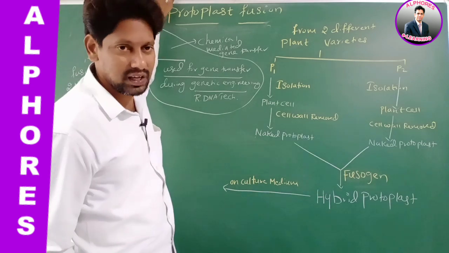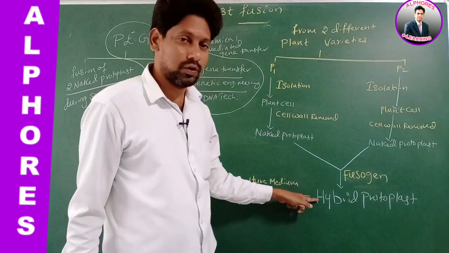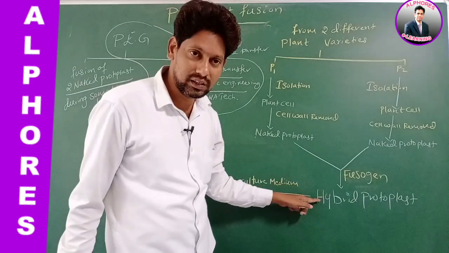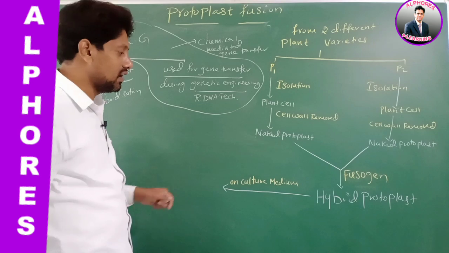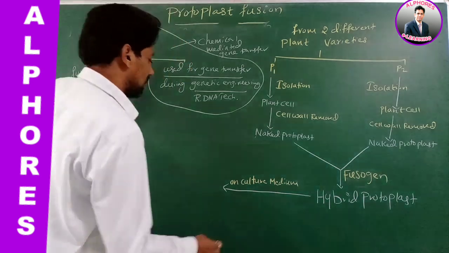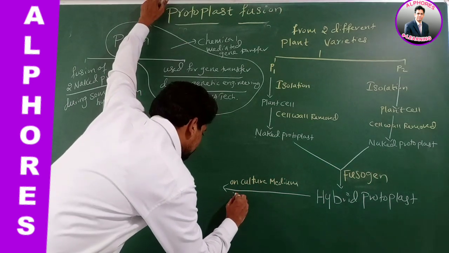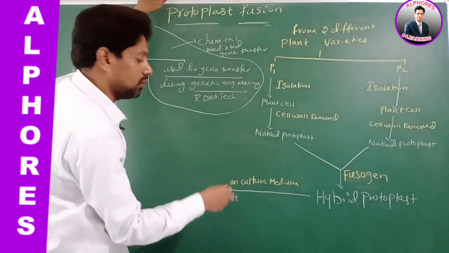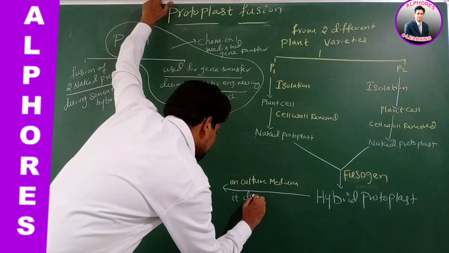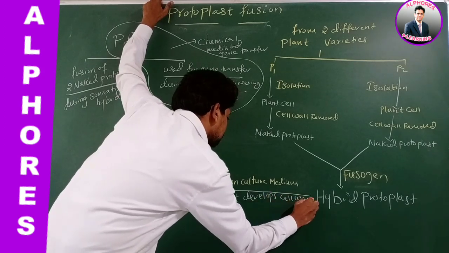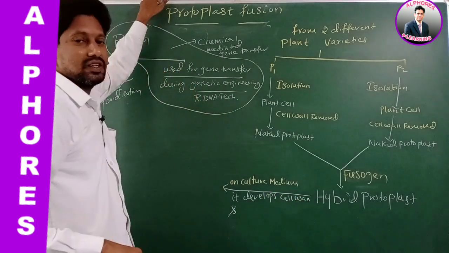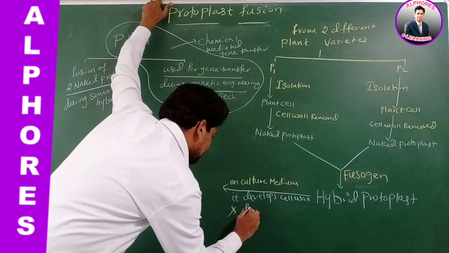Is this statement okay? This is the hybrid protoplast. Now we are growing this hybrid protoplast on culture medium. On culture medium, it means the hybrid protoplast develops a cell wall, and it divides continuously.